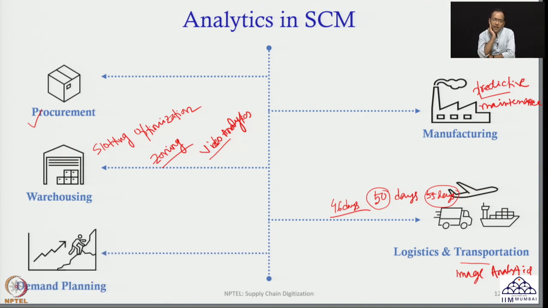Then another interesting example of analytics is in demand planning, and a lot of energy and time are being spent in demand planning. It's a very, very important aspect, and most companies will have a demand planning team itself. So they have to predict what will be the demand. And as we talked about, customer behavior is changing.